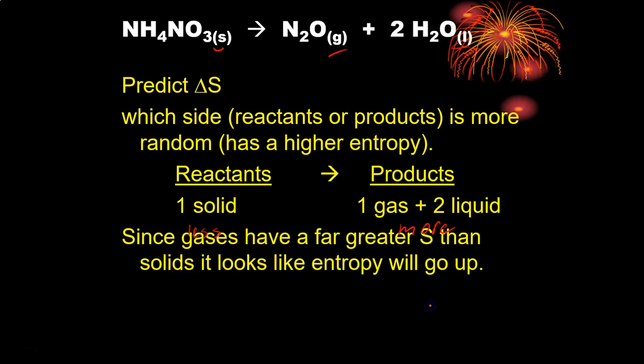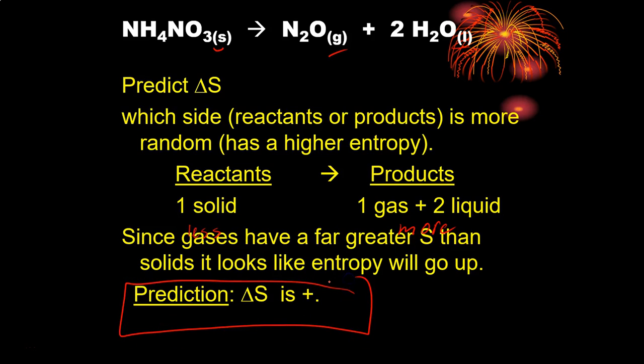So we're going to say that entropy is increasing. So delta S is increasing, and because we increase delta S, that means delta S is going to be a positive number. And that would be basically what our answer is. We would just say our prediction is delta S is positive. And if we wanted to provide a reasoning, we would just say, because the products have more gases and liquids than the reactants do.